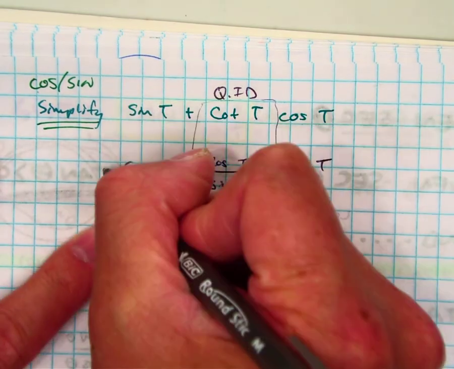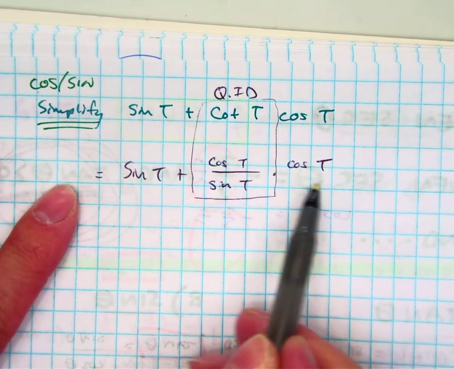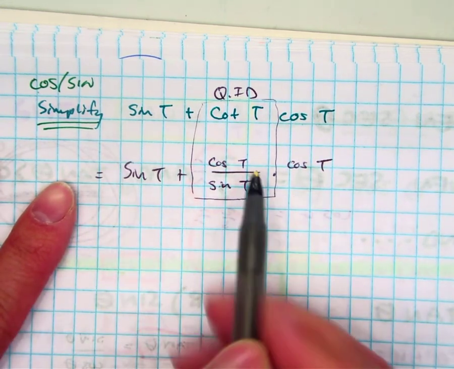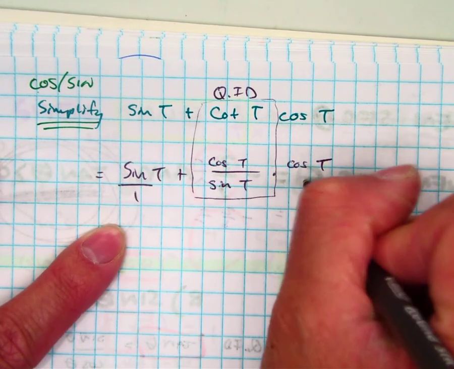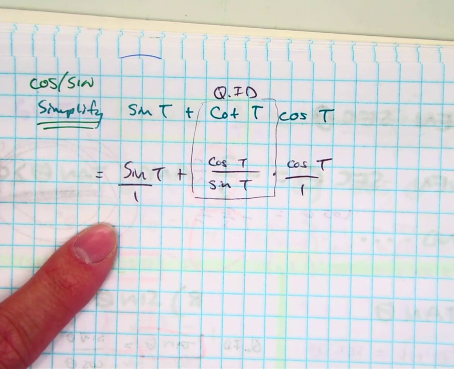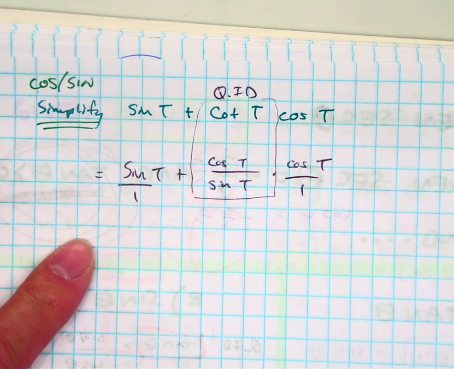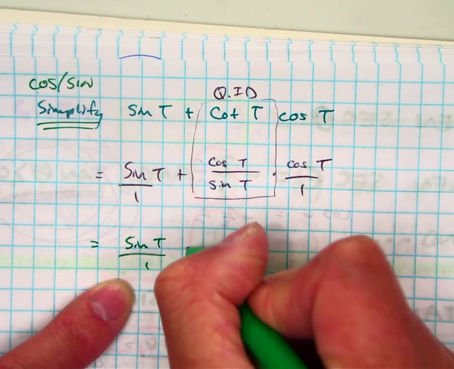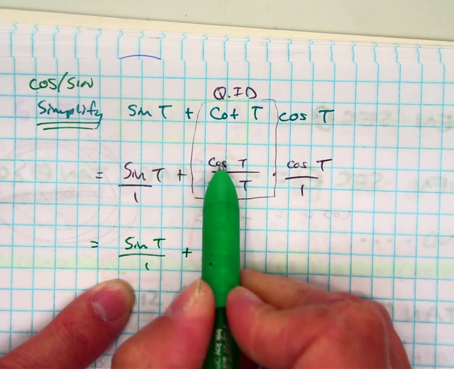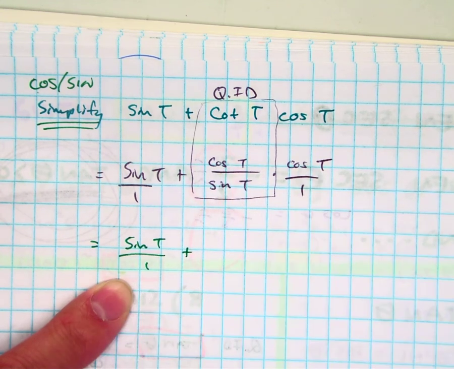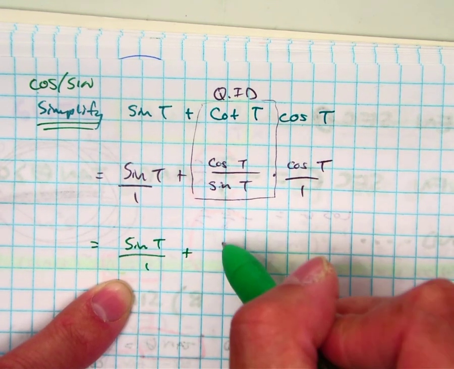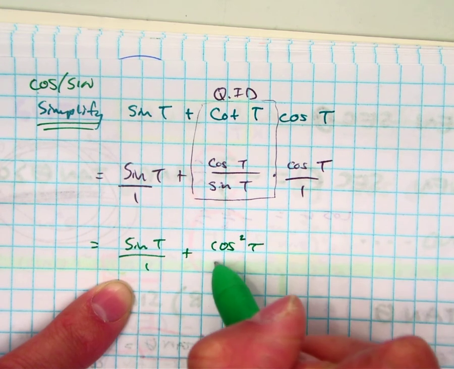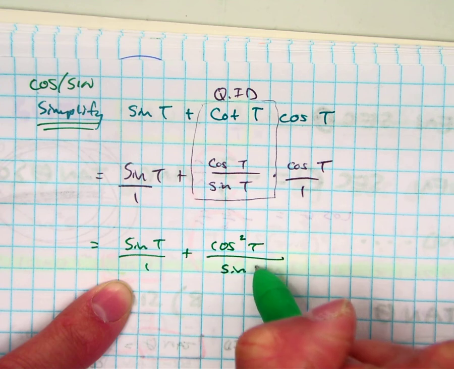So what I'm going to do here, the reason why I put an equal sign on the second line is to show that the first one is equivalent to the second one. I'm also going to make these all fractions. So let's write it a little bit cleaner now. I have sine of t over 1 plus, this is cosine times cosine is how much, class? Cosine squared t over sine of t.